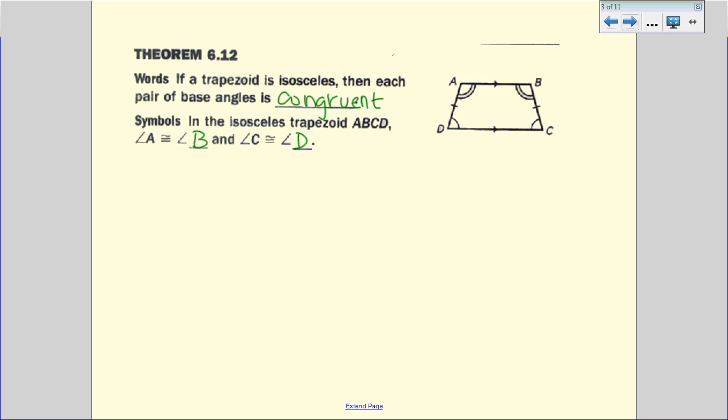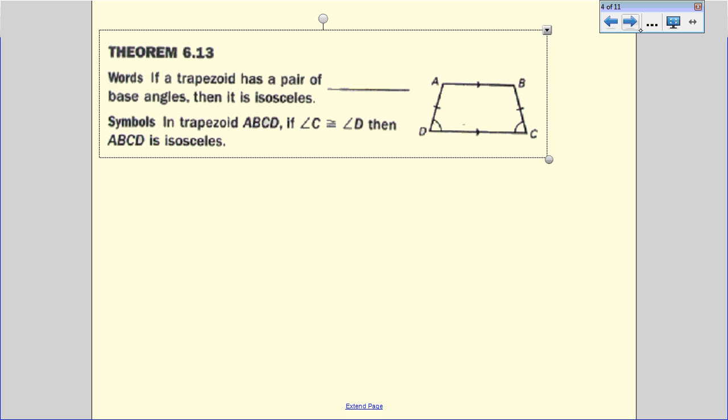Sorry about that. And if we look at theorem 6.13, that if a trapezoid has a pair of congruent base angles, so now we're going to say, okay, if we know the angles are congruent, then we know it's isosceles. So if angle C is congruent to angle D, that's what we have there, then we know that the sides opposite those are congruent, making it an isosceles trapezoid.